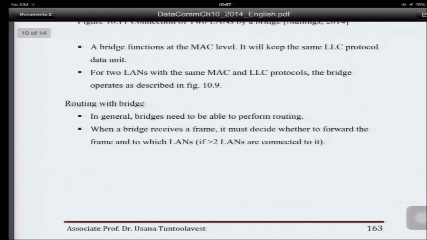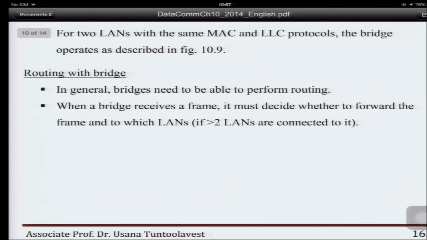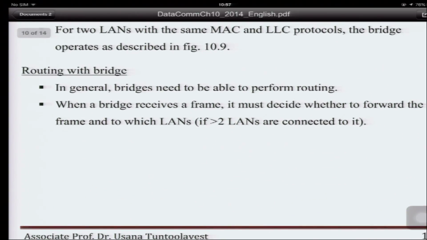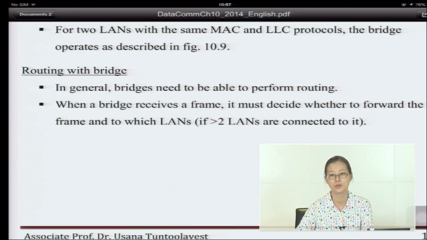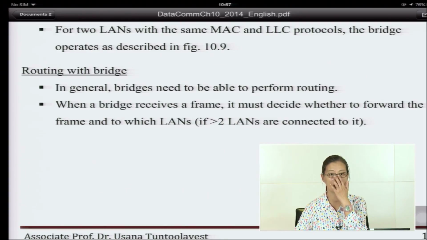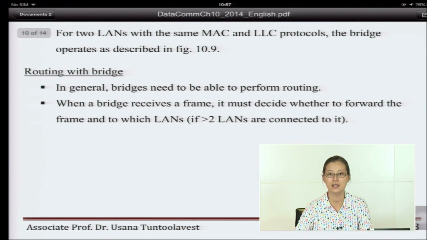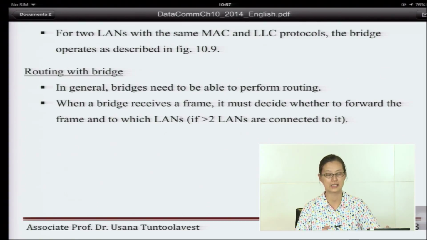Now let's talk about routing with bridges. In general, the bridge has to perform some routing. When the bridge receives a frame, it has to decide whether to forward the frame and to which of the LANs, if there are more than 2 LANs connected to it. So it's a node that has to do some switching or routing.